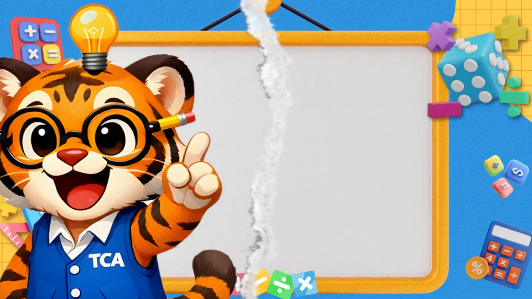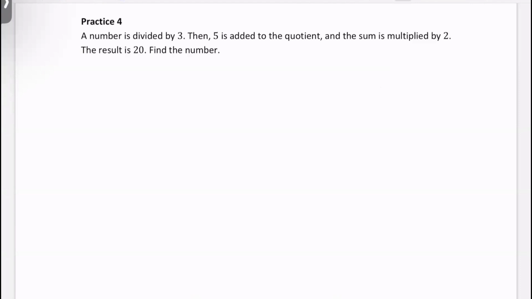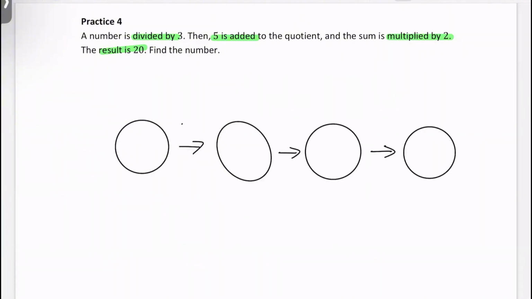Watch. Okay, so a number is divided by 3, then 5 is added, then it's multiplied by 2, and you get the result as 20. Okay, so if we draw the diagram, like that, you have something divided by 3, then you add 5, times 2. So the result is 20.